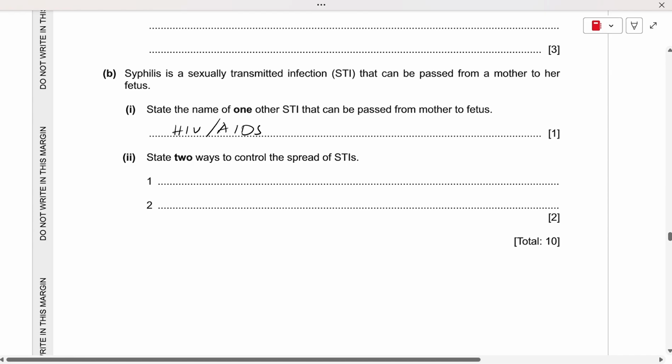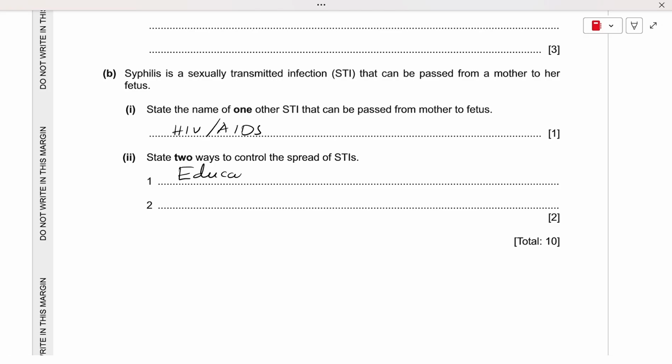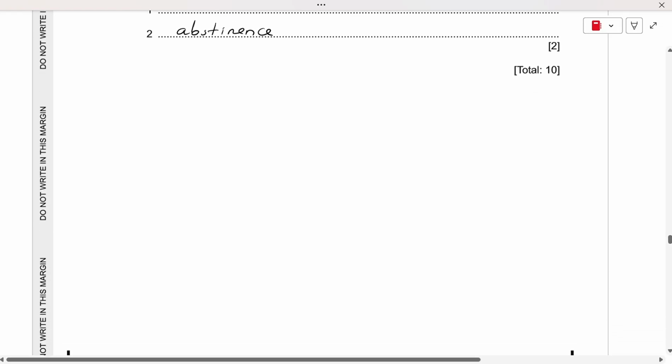One way to control spread of diseases is through educating or education. All right. When people are educated, they can be aware that this is not correct. But also we can use antibiotics in case people have been discovered or tested positive for the disease. And also we can do abstinence. All right. Abstinence. Okay, if people are not sexually active, they can avoid getting STIs. So it's one way of preventing spread of STIs.